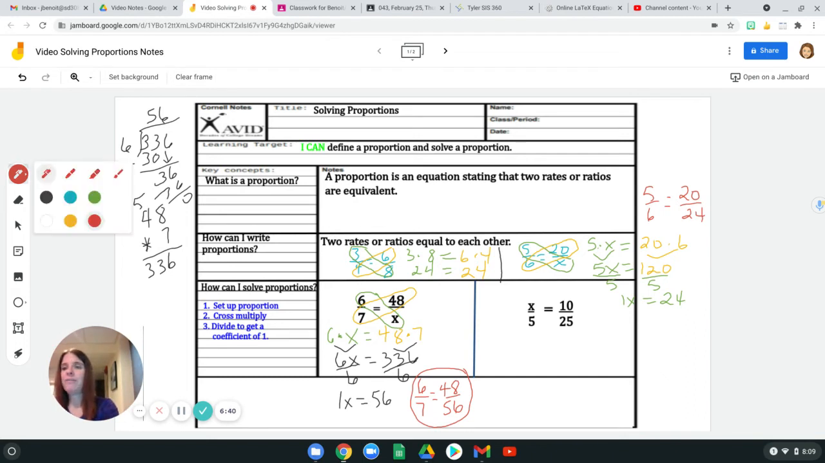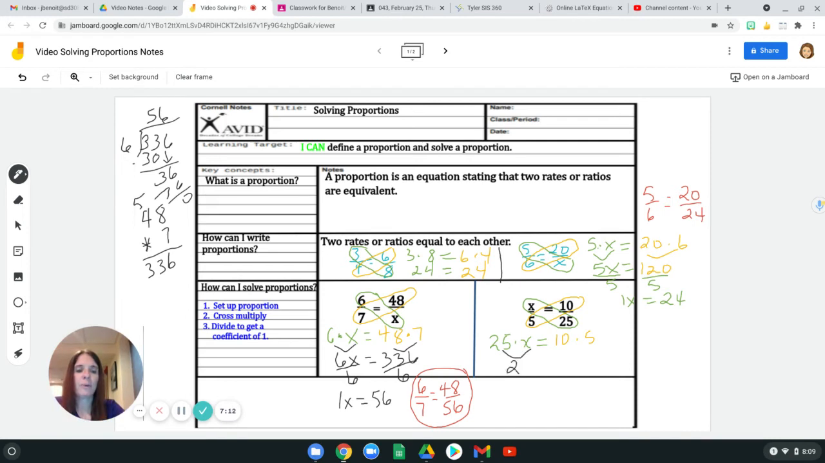X over 5 equals 10 over 25. Numerator times opposite denominator. 25 times x equals, and then you write the other numerator times opposite denominator, 10 times 5. I have not done any multiplication yet. We're not working horizontally. We're working vertically. So the multiplication gets written on the next line underneath.